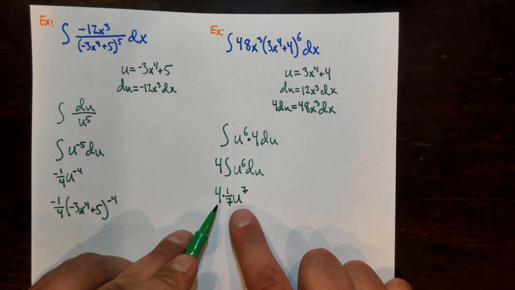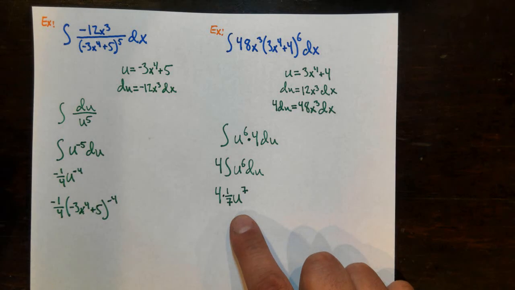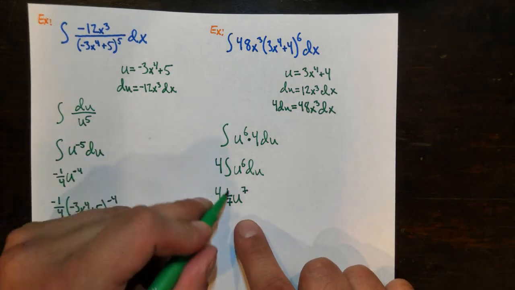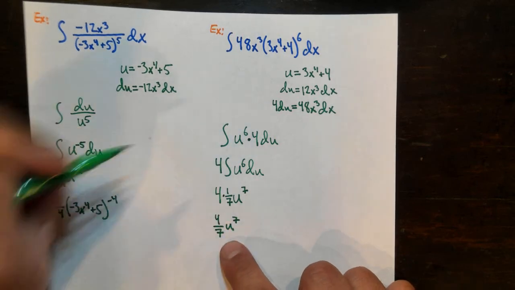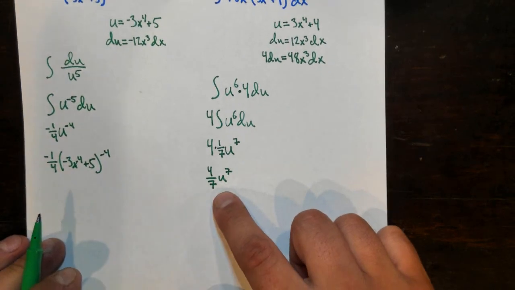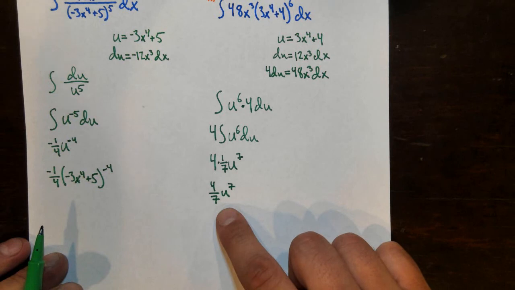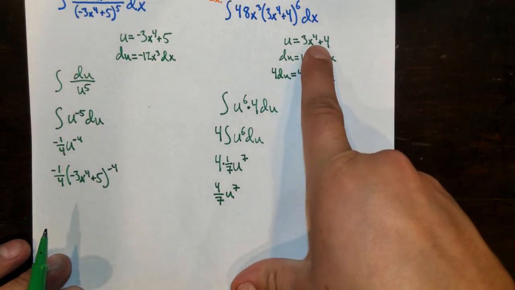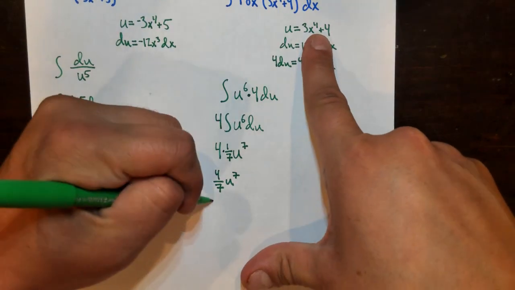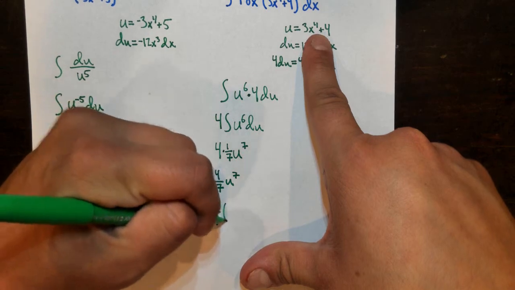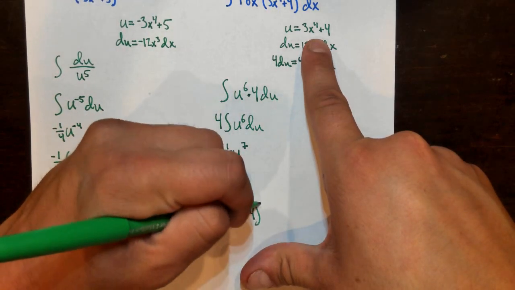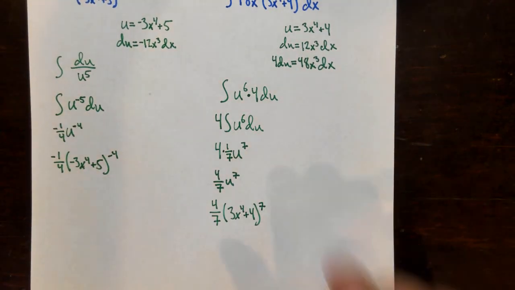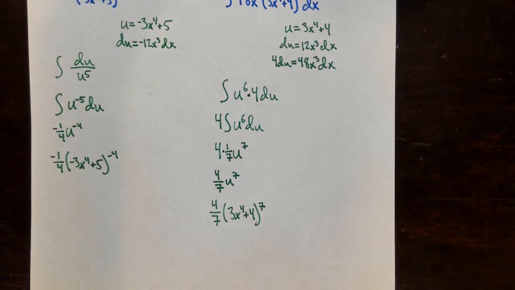Awesome. So now we can just substitute right back in. Well, we can make this a little nicer. We can say this is 4/7 u to the 7th power, and then just substitute our x values back in. So 4 over 7 u, which is 3x to the 4th plus 4, to the 7th power. And that's it. So that's integrating by u substitution.